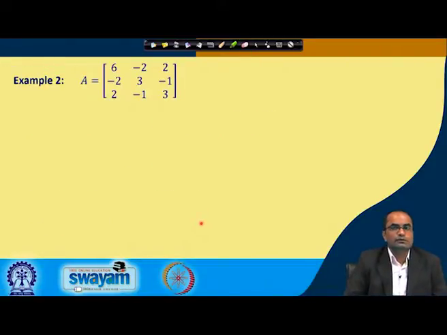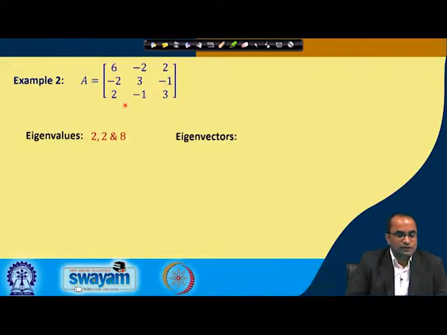Here is another example of a 3 by 3 matrix: 6, minus 2, 2, then minus 2, 3, minus 1, and 2, minus 1, 3. For this matrix also, we want to check whether it can be diagonalized or not, what the diagonal matrix will be, and what the model matrix will be. For that we need to compute the eigenvalues. The eigenvalues for this matrix come out to be 2, 2 and 8. Now for each eigenvalue we need to compute the eigenvector to form the model matrix P, starting with the eigenvalue 2, the repeated one.